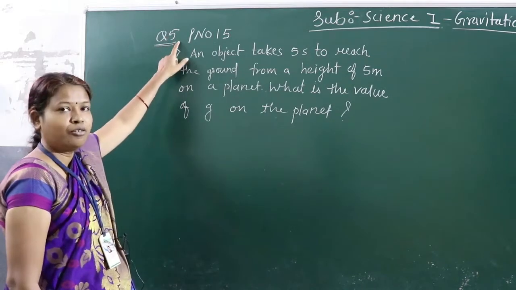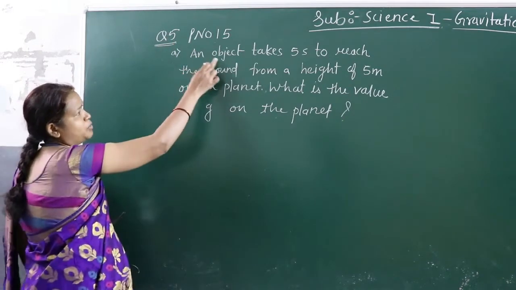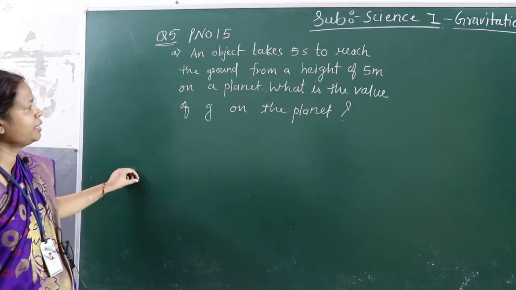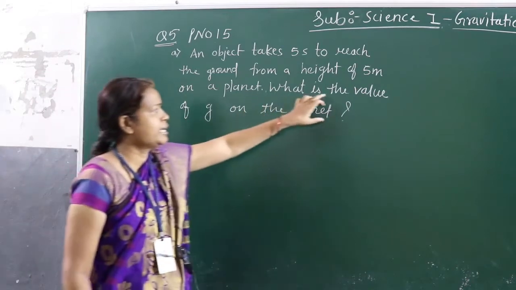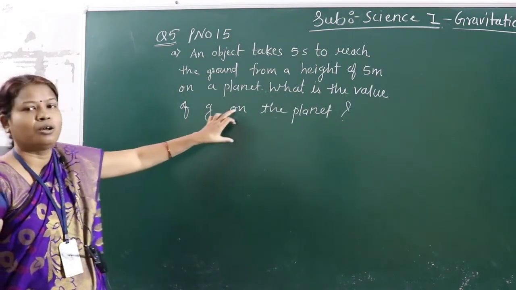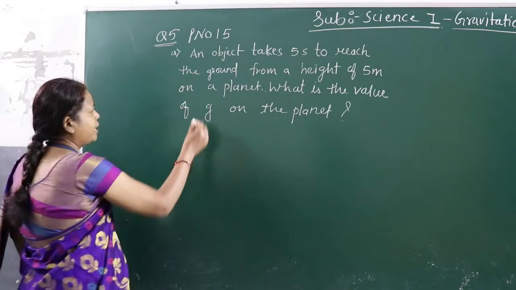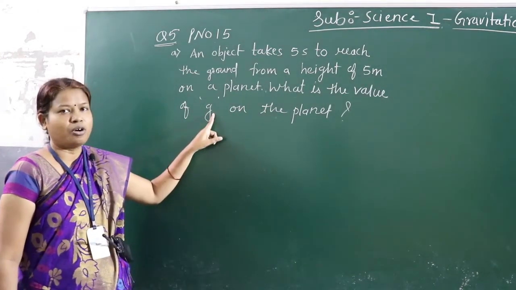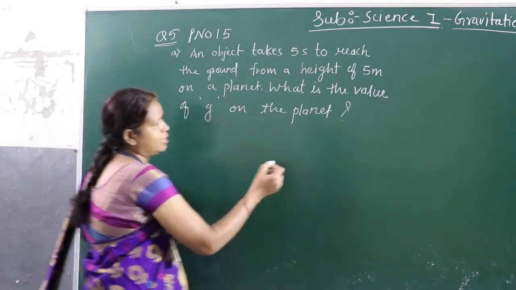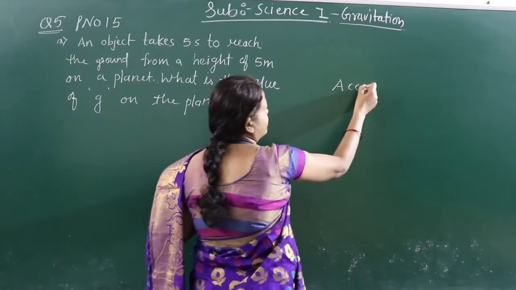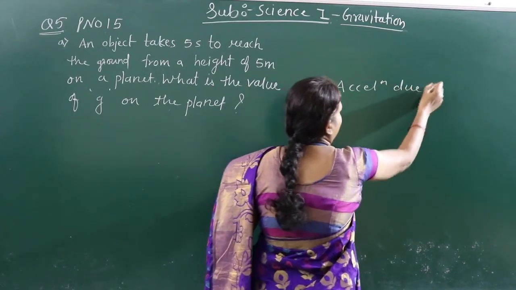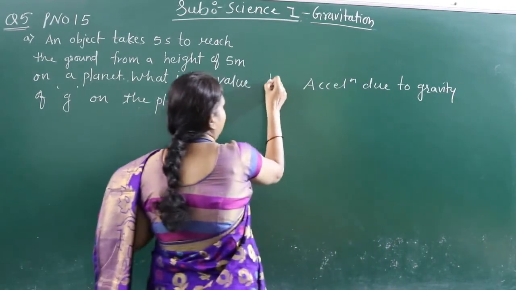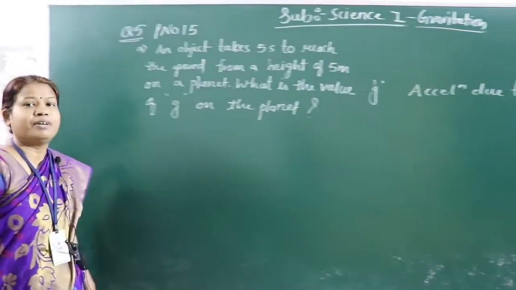That is question number 4. An object takes 5 seconds to reach the ground from a height of 5 meters on a planet. What is the value of g on the planet? In my last video, I already explained the meaning of this small g. This small g is the acceleration due to gravity, that is small g. What is given in the problem?